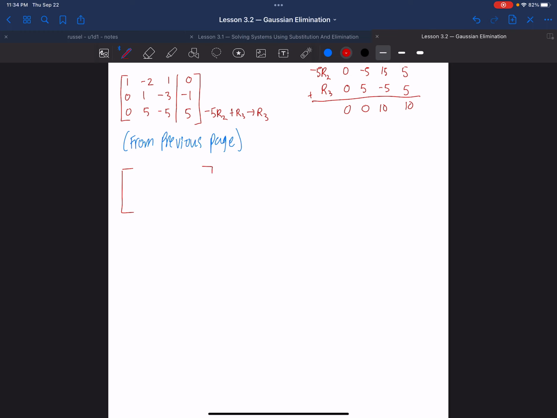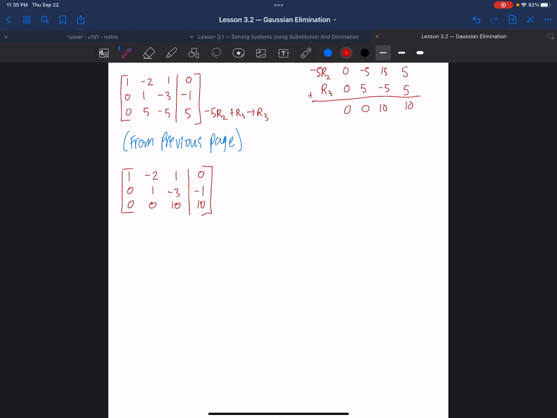And guys, please don't be afraid to use paper. Use as much paper as you need. 1, negative 2, 1, 0. 0, 1, negative 3, negative 1. And the bottom row is now 0, 0, 10, 10.